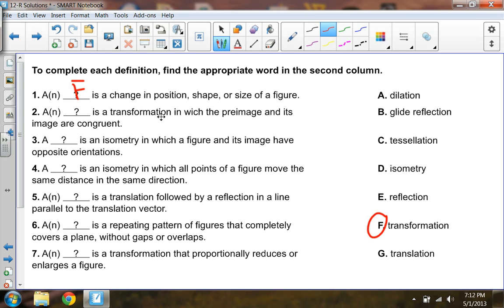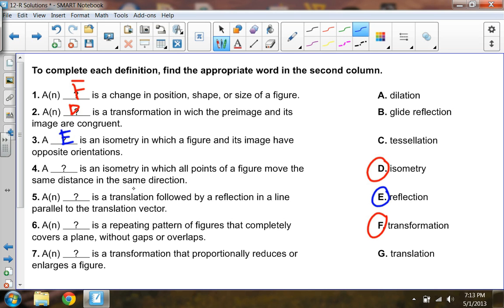A blank is a transformation in which the pre-image and its image are congruent. So we learned that word as isometry. If something's isometric, then the pre-image and image are congruent. A blank is an isometry in which a figure and its image have opposite orientations. We talked about those as reflections. If it has opposite orientation, they're different. They don't match up. They're a flipped image.